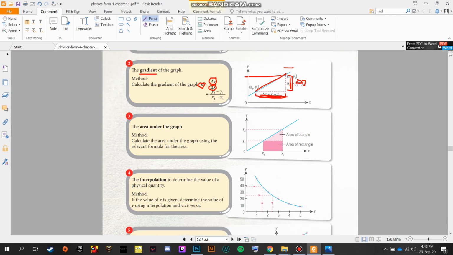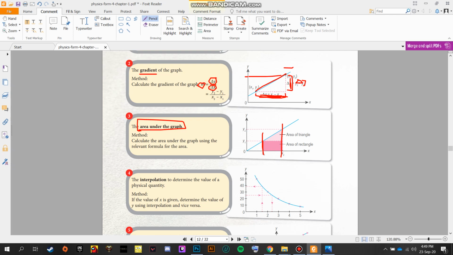All right. Now the next one is we want to find the area under the graph. This is one of the examples of graph interpretation. Calculate the area under the graph using the relevant formula for the area. If for example we want to find the area under the graph for this area right here, we want to find all this area under the graph. So what we can do is look at the shapes.